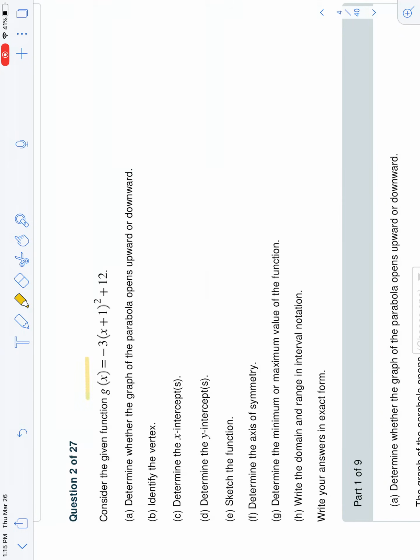Okay? All right. But this one will go much faster because, look. Oopsie. This is given in vertex form already. This is already in vertex form.